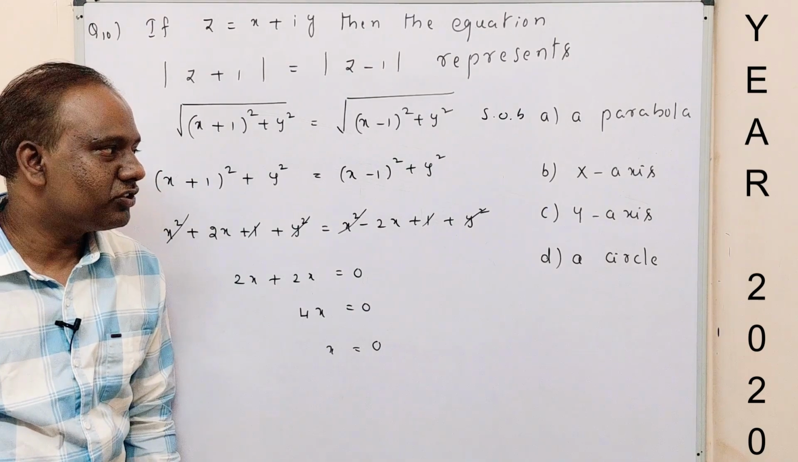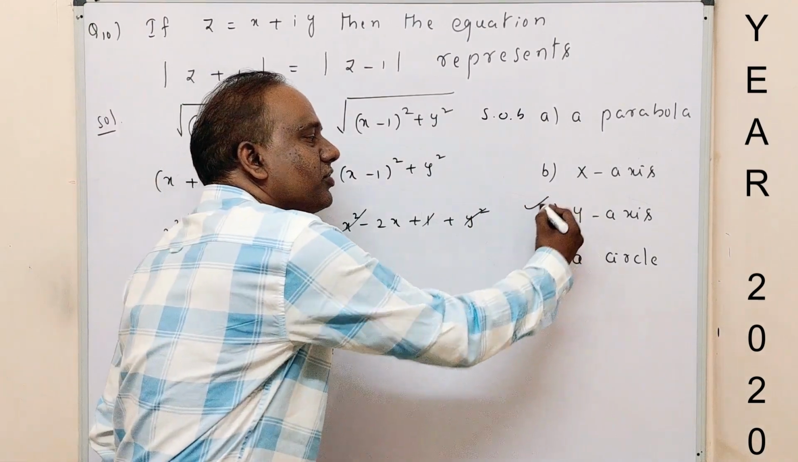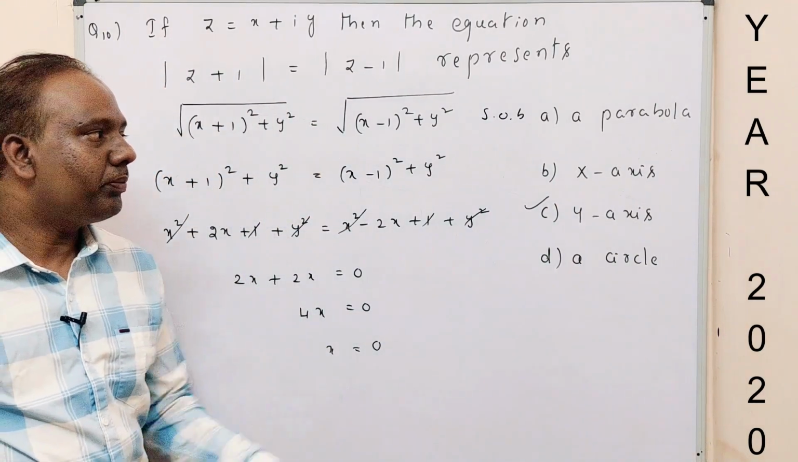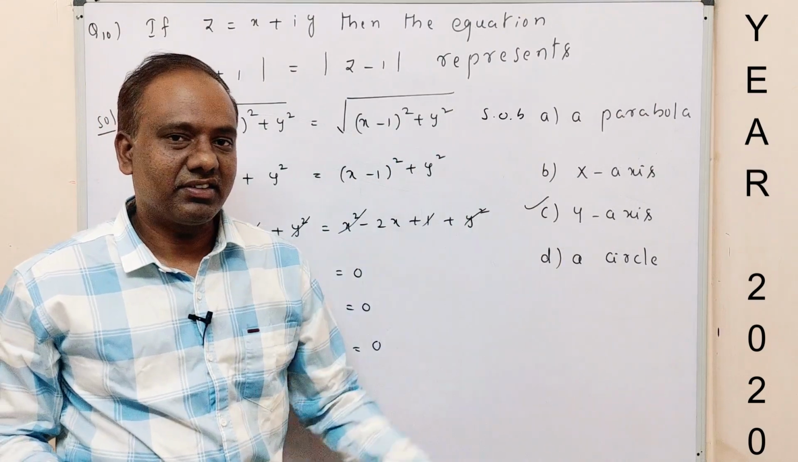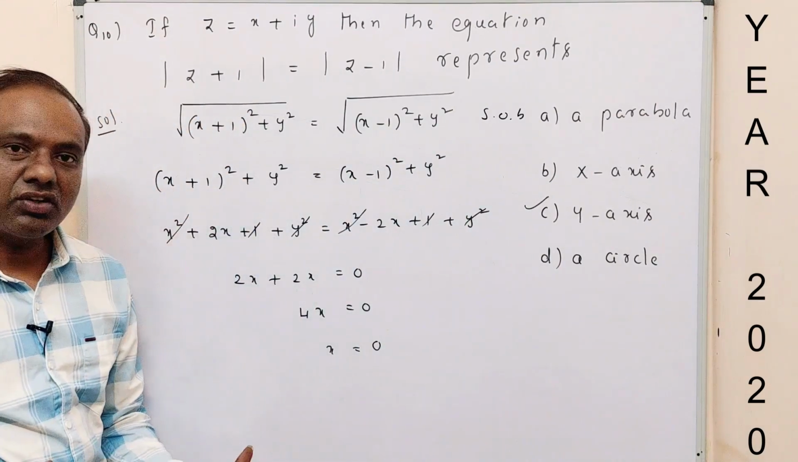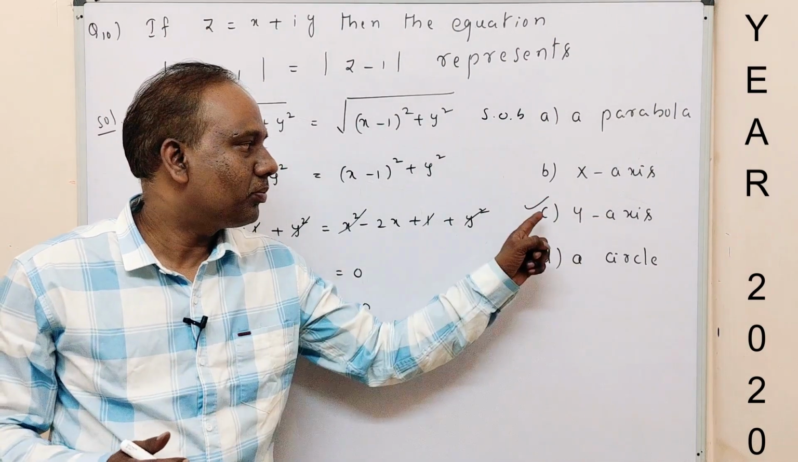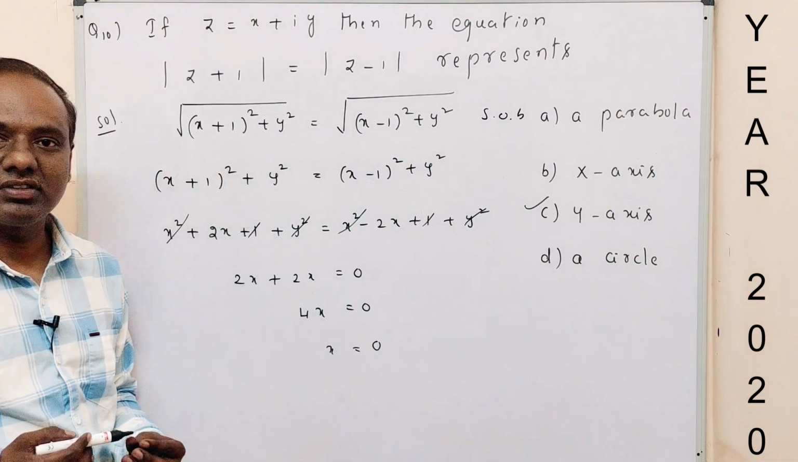So x is equal to 0 means equation of y axis. Suppose y is equal to 0 means equation of x axis. So here we get x is equal to 0 now. So equation of y axis, option C is the correct one.